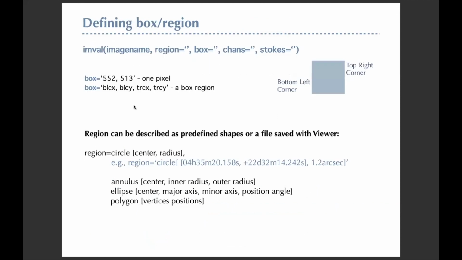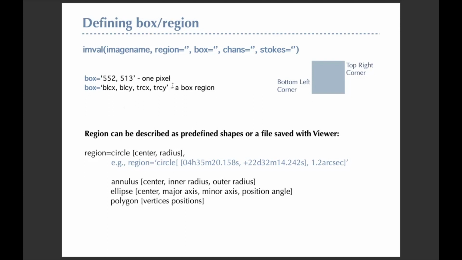Before that, I would like to first introduce these widely used data selection parameters in CASA tasks. As just shown, if we use 2 coordinate values defined in the box parameter, this describes 1 pixel in the image. We can also use 4 values. This will define a rectangular region. The first 2 values are for the pixel of the bottom left corner, and the last 2 values are for the pixel in the top right corner. The 2 pixels help us define a box.